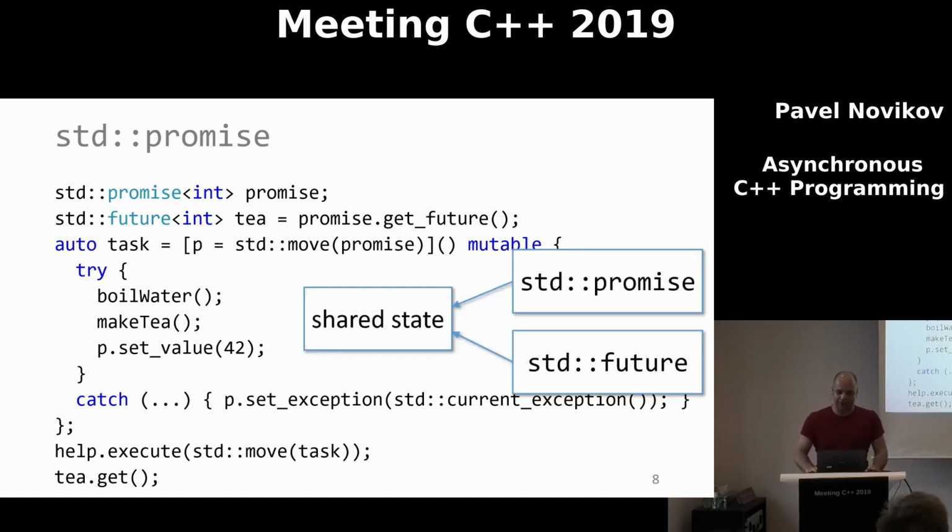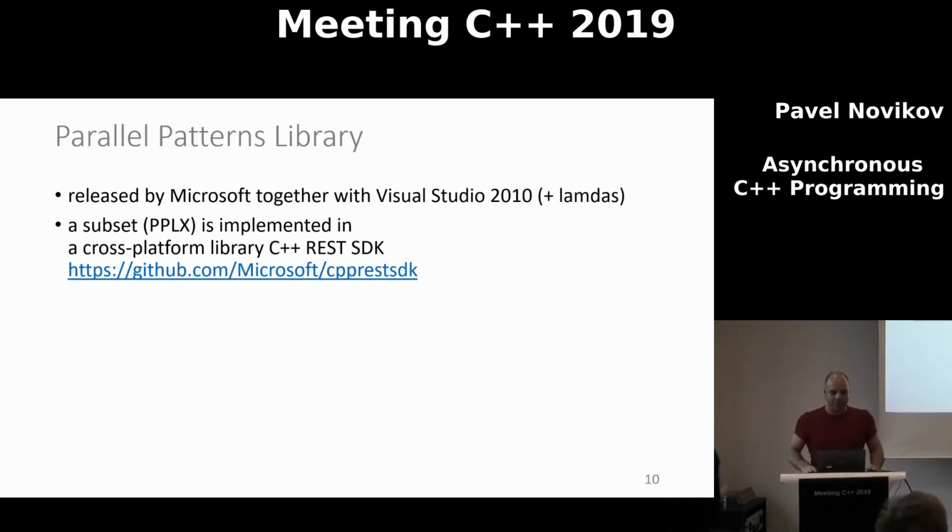Okay, right. I'm not just telling you what there is in this library. This is just an illustration for the concepts. What I want you to get is the concepts. The concepts are universal. They apply in this library and in other similar libraries for asynchronous programming. But if you want to use it, you can use it within the C++ REST SDK, also by Microsoft. They implemented a subset of the Parallel Patterns Library there, and it works on every imaginable platform.